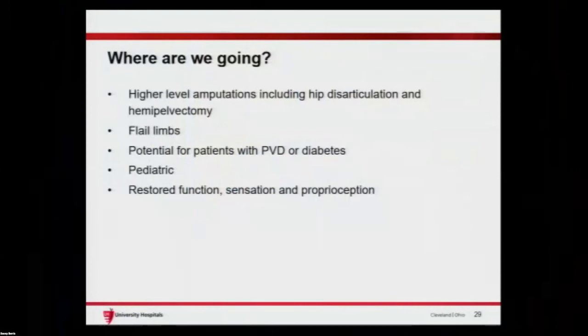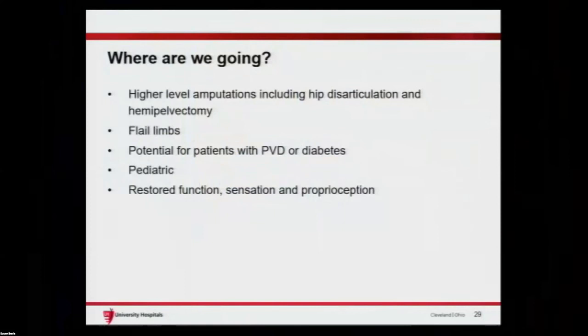In terms of patients with other underlying medical comorbidities, I think the verdict is still out. I certainly don't do this yet for peripheral vascular disease or diabetics, but as more data comes out, maybe I will in the future. So where are we going? I think higher level amputations would be a good place to start thinking about, including hemipelvectomy or hip disarticulation patients, potentially patients with flail limbs, or again, going back to that, patients with peripheral vascular disease or diabetes.